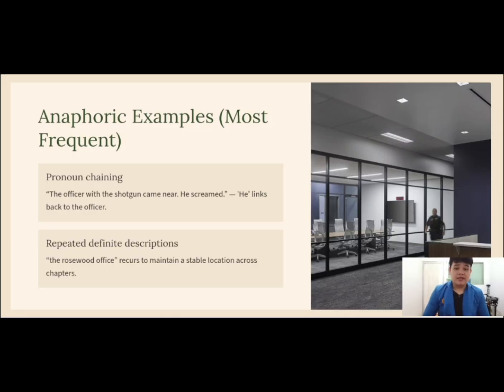The second type involves repeated definite descriptions. An example of this is the phrase "the Rosewood office." This description recurs throughout the text to maintain a stable location across the chapters.